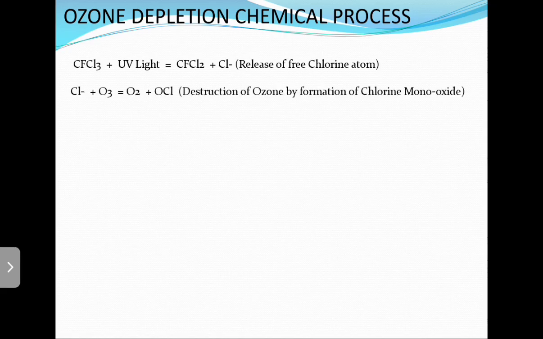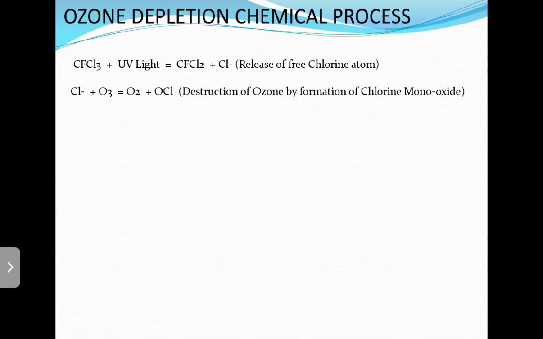When ultraviolet light falls on chlorofluorocarbon, it starts to destroy it, and a chlorine atom is released from this reaction. This chlorine atom reacts with ozone, because as I said, ozone is highly unstable. An oxygen molecule is removed from it, and one chlorine monoxide will form.